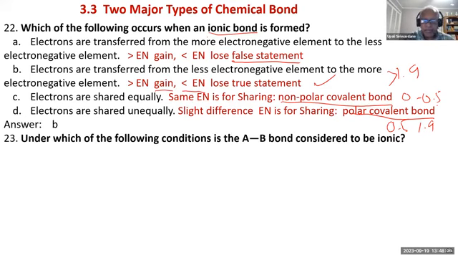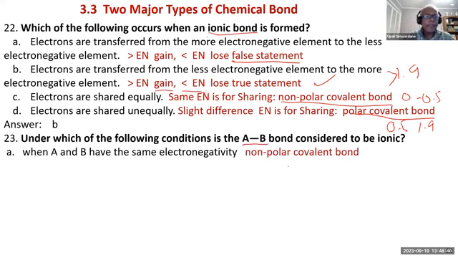Under which of the following conditions is the bond between A and B considered to be ionic? If A and B have the same electronegativity, the electronegativity difference is 0. That's a non-polar covalent bond.